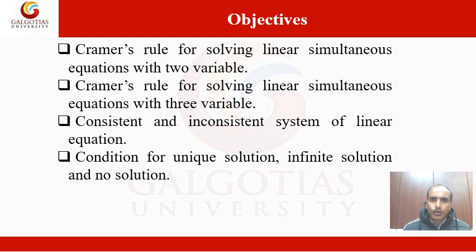Now, the objectives of today's lecture. In today's lecture, we will learn about Cramer's rule for solving linear simultaneous equations with two variables. Second objective, Cramer's rule for solving linear simultaneous equations with three variables. Consistent and inconsistent systems of linear equations. And the last one, conditions for unique solution, infinite solutions, and no solutions of a system of linear simultaneous equations.